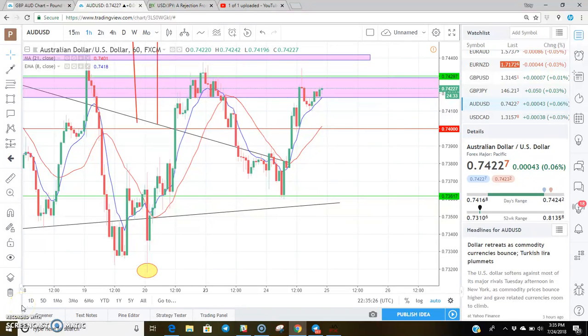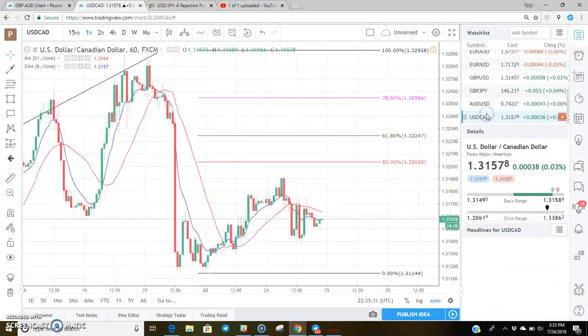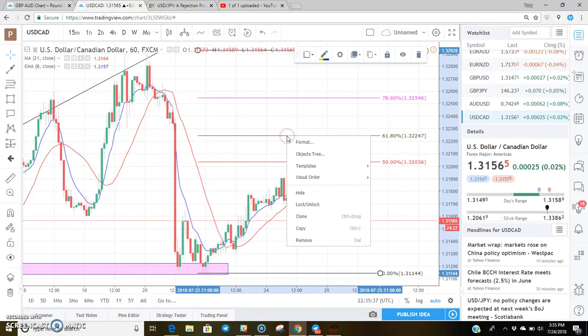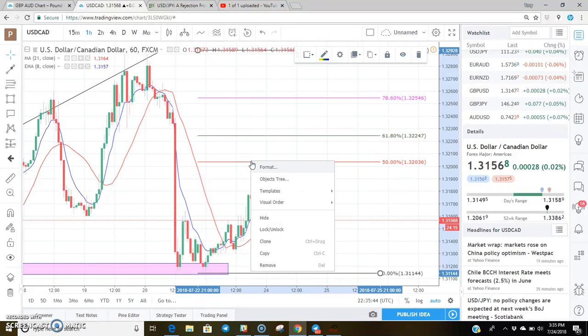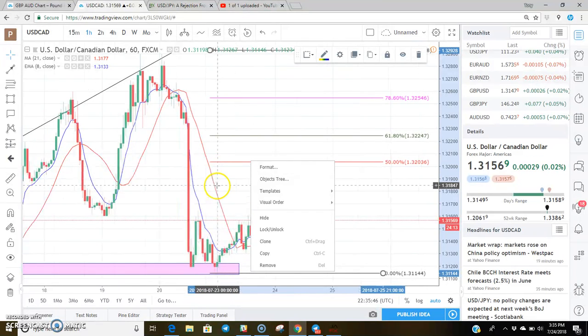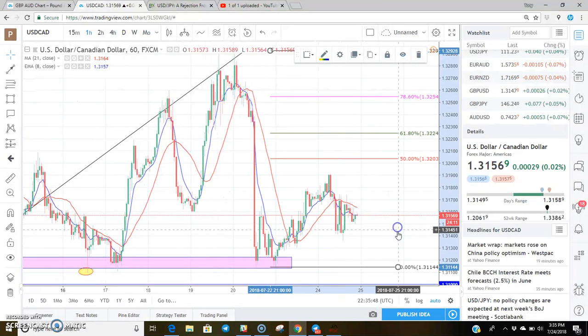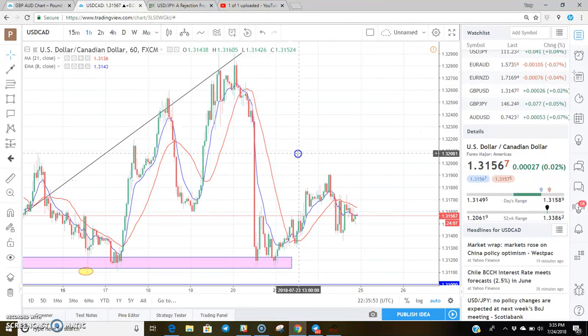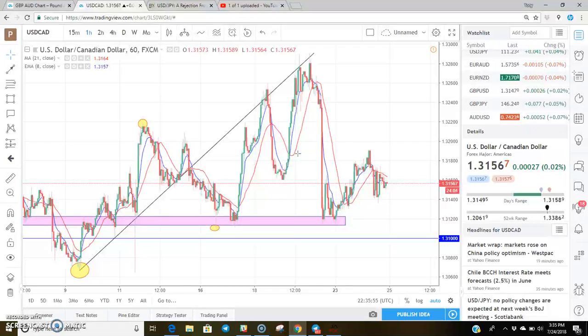All right, guys. So let's go ahead and move on. Let's take a quick look at USD CAD. And damn it, I wish I would have stayed in this pair because I need to get rid of that fib. Come on, fib. Work with me. There we go. Because this is like textbook.